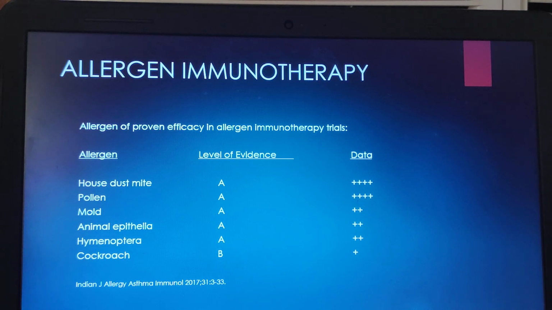Regarding the other two options of immunotherapy, Hymenoptera, which is a kind of insect, and cockroaches, etc., the data is still not too much, but the level of evidence is there. So what we can say is that for the first two we have the highest level of evidence if you go for allergen immunotherapy.